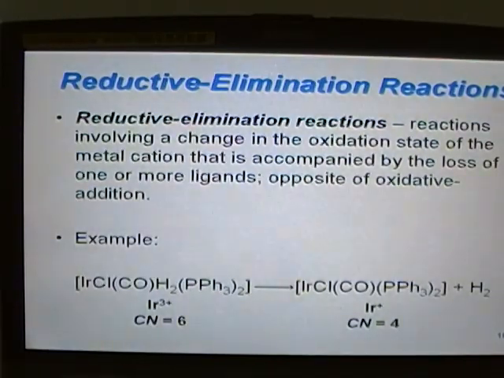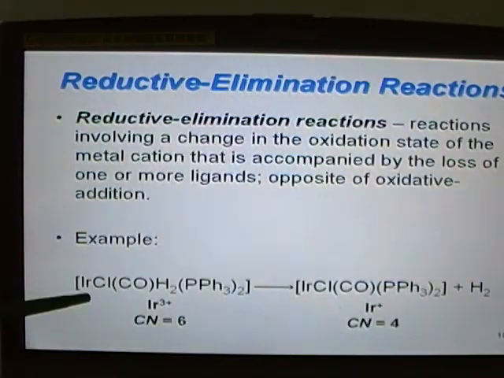The other type of oxidation reduction reaction that you could have is a reductive elimination. This is a reaction that involves a change in the oxidation state of the metal cation that is accompanied by the loss of a ligand or one or more ligands. It's basically the reverse of oxidative addition.